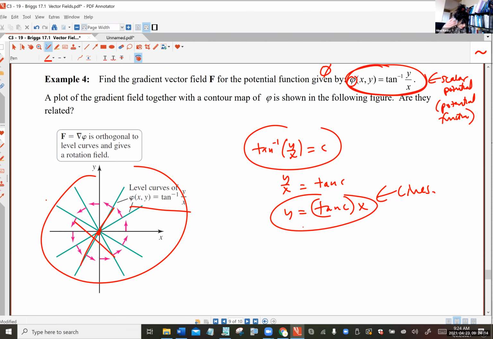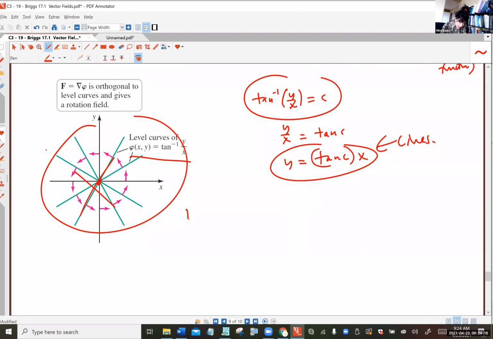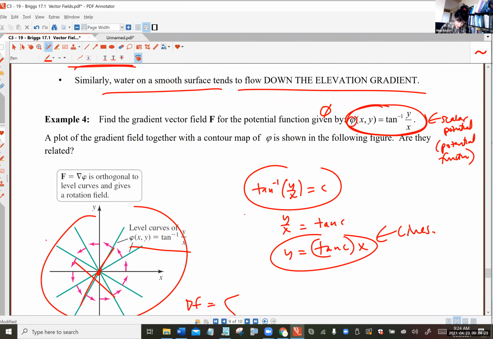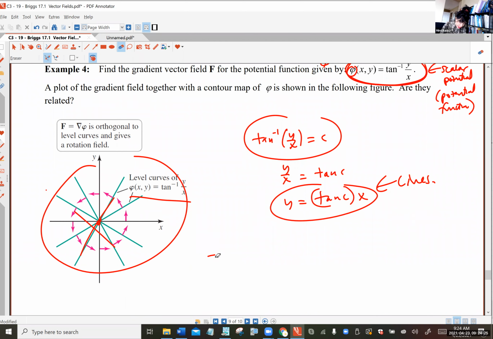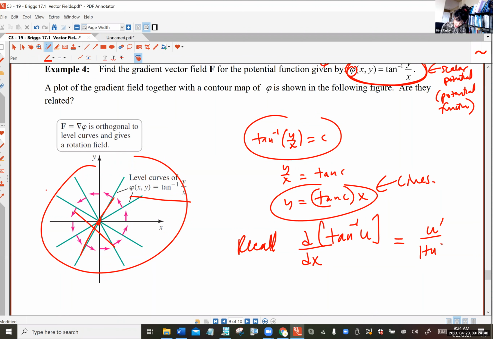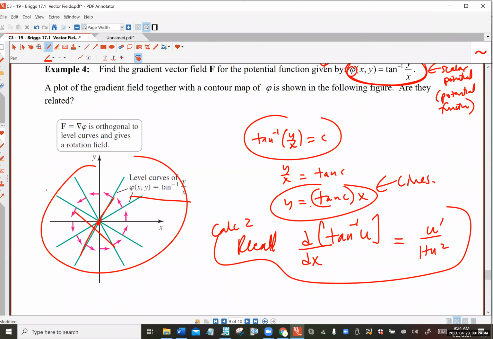And if you graphed the vector field that's the same as the gradient, now the hard part is how do you take the derivative? And this is what I wanted to do. So before we take the gradient, let me remind you, because some of you may have forgotten. Do you guys remember how to take the derivative of arctan of u? Using the chain rule, it's u prime over 1 plus u squared. Does anybody recall this from Calc 2? Yes. All right, fantastic.